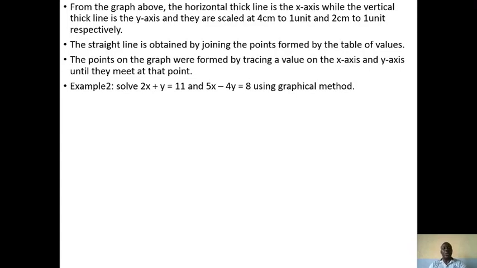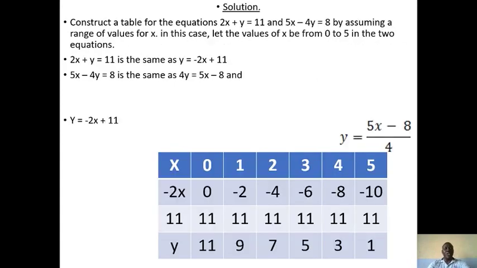In example 2, we are looking at simultaneous equations and how we can use the graphical method to solve them. Solve the simultaneous equations 2x plus y equals 11 and 5x minus 4y equals 8, using the graphical method. The first thing we need to do is construct the table. The equations given to us did not make y the subject of the formula, so I need to make y the subject of the formula in each equation.